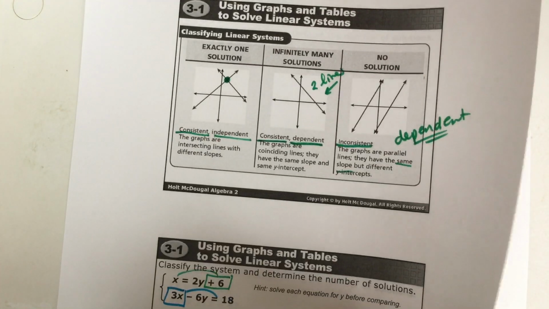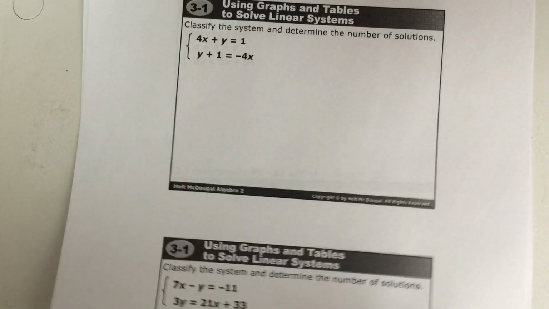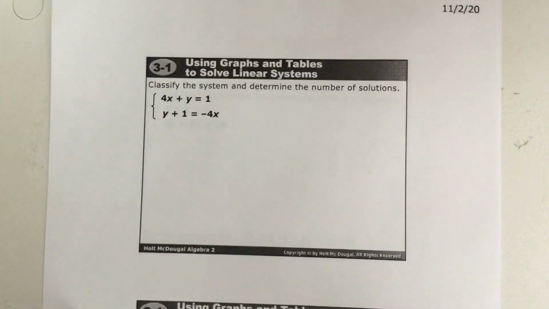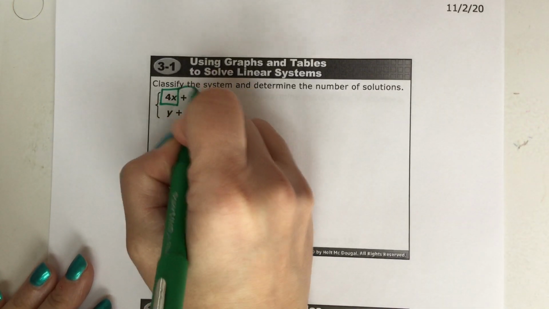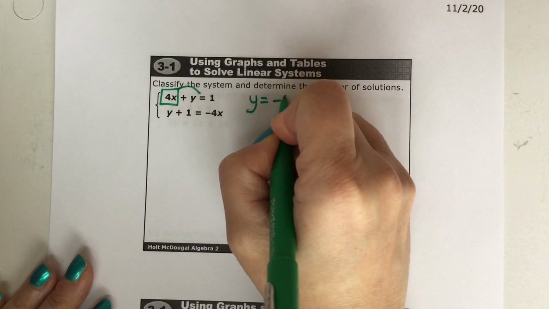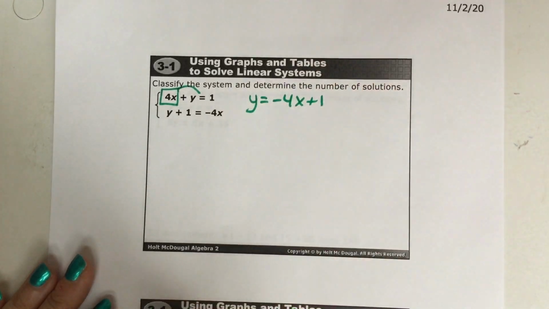Let's keep on going. This is kind of the funky part of the day. Okay, if I want to go ahead and get y by itself, let's minus the 4x. So y equals negative 4x plus 1.